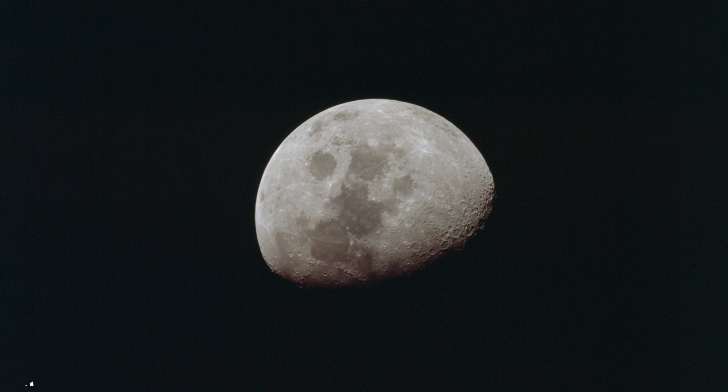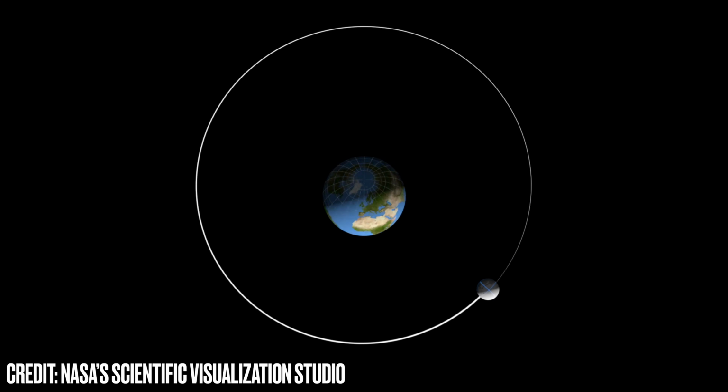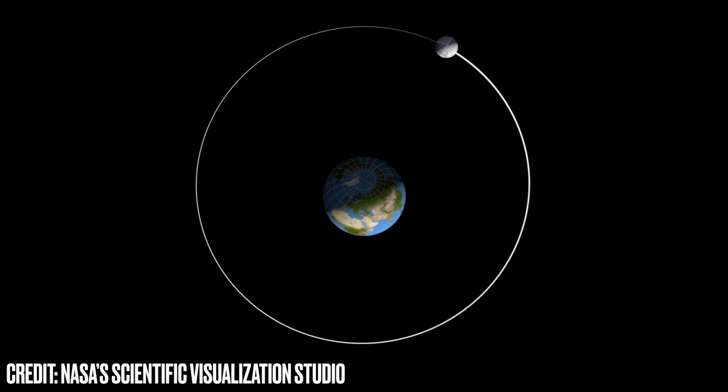Now, you might have another question as well. Why do we only see one side of the moon? If the moon orbits the Earth, shouldn't we see it rotate and see different parts and sides of the moon other than just one? Well, the reason we only see one side of the moon is due to tidal locking.